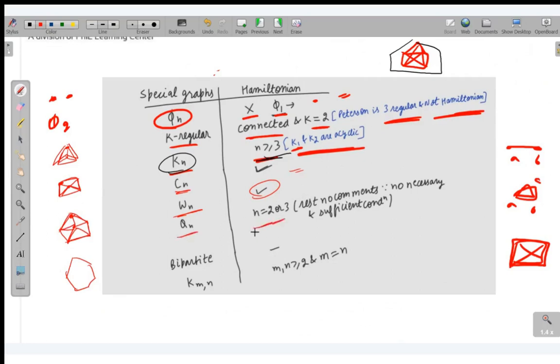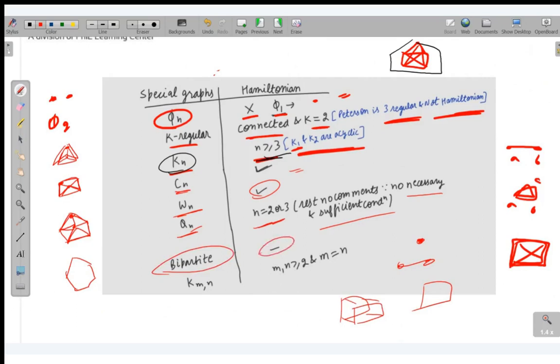Qn, the hypercube, for n equal to 2 or 3. There are no comments because there is no necessary and sufficient condition. Q4 is really very tough, it is very difficult to make, and Q5 is also very tough. Q0 is this, and Q0 is Hamiltonian. Q1 is this, Q2 is this, Q3 is a cube. You can check that out. They are Hamiltonian.